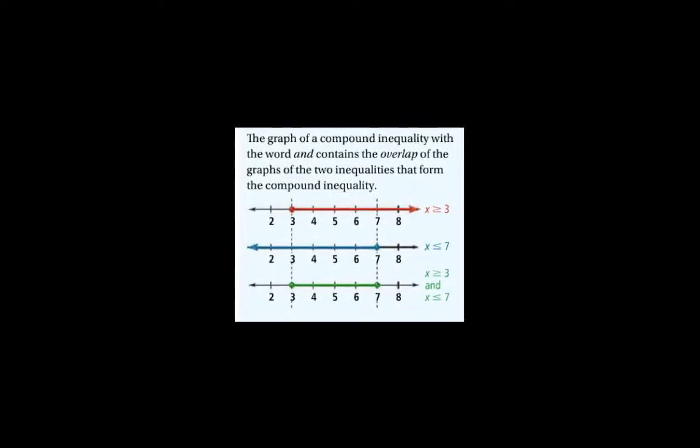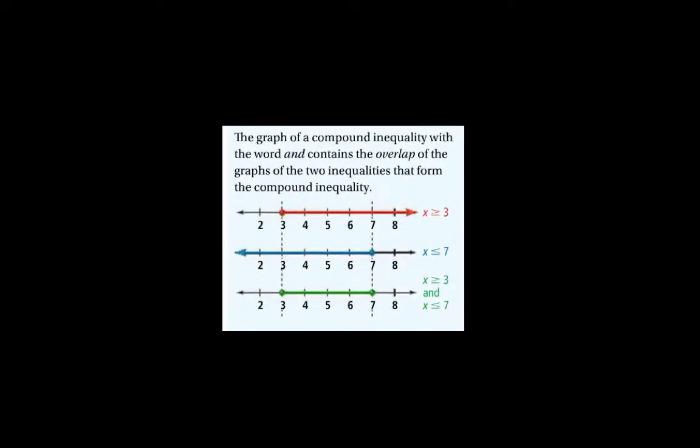So here on the left side we have the graph of a compound inequality with the word and, containing the overlap of the graphs of the two inequalities that form the compound inequality. A compound inequality just means multiple inequalities. So instead of just having x is greater than or equal to 3, we're going to look at a compound inequality that has two parts to it, where x is going to be greater than or equal to 3 and x is going to be less than or equal to 7.